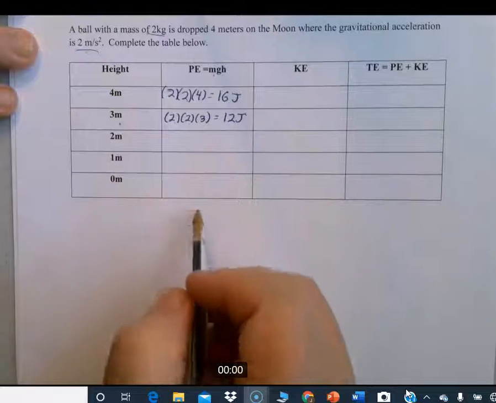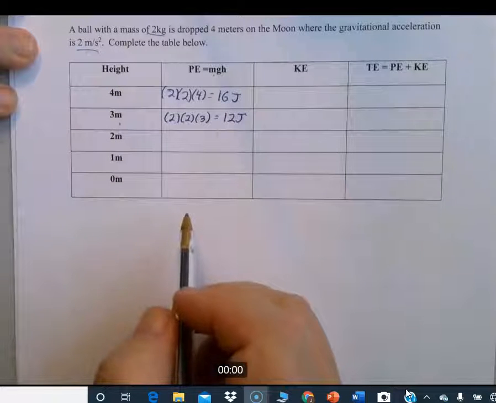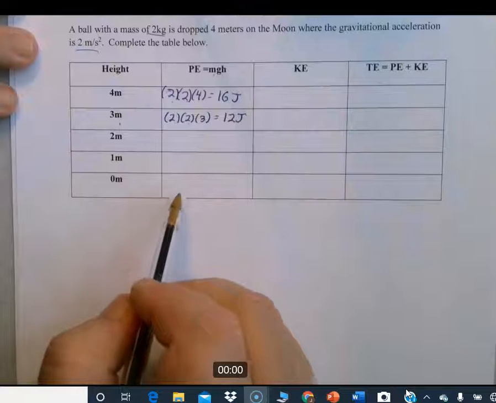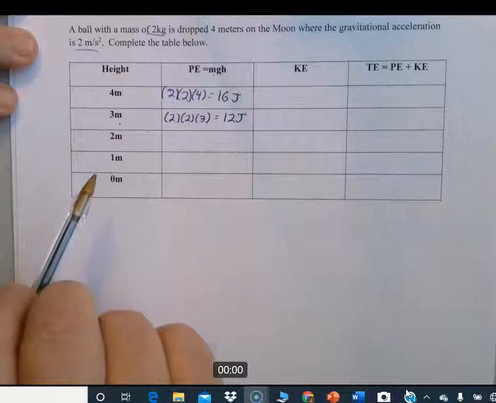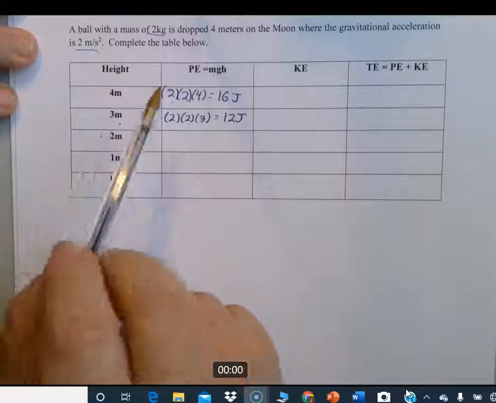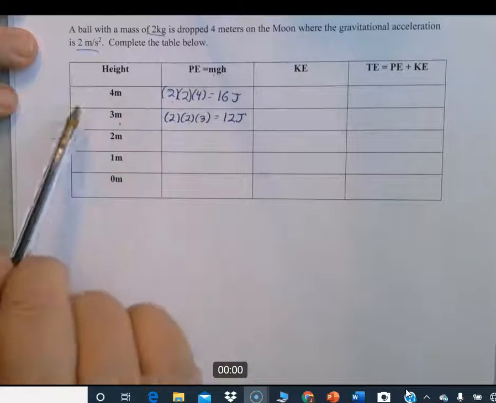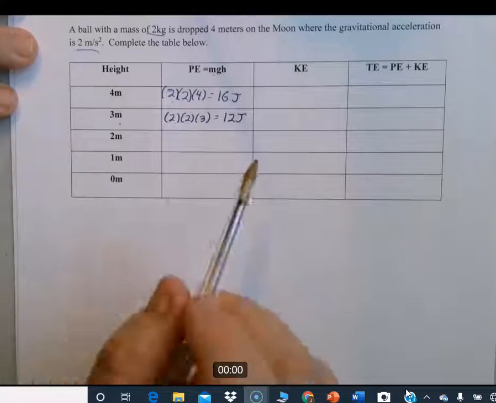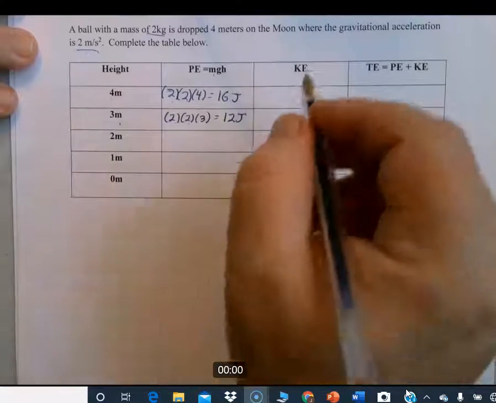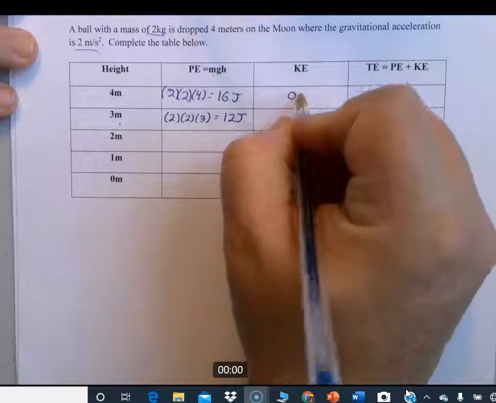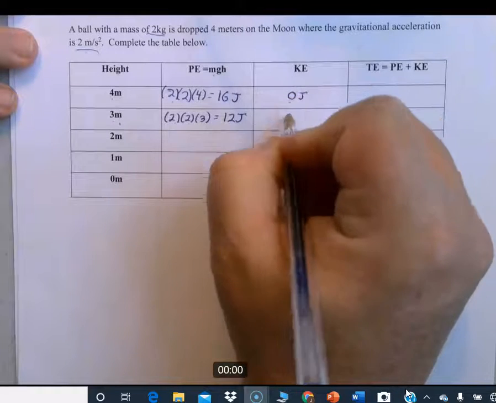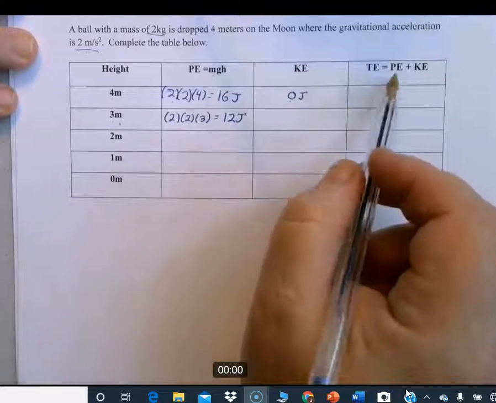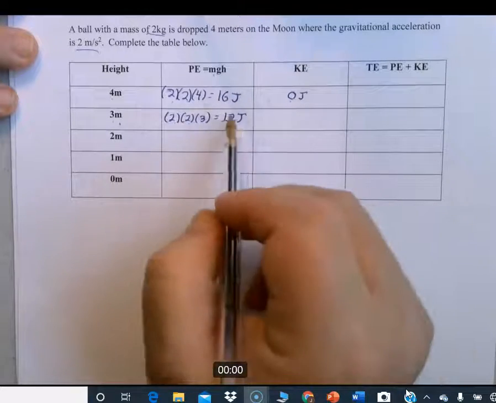All right, I'm going to leave it for you to solve the rest of them exactly that same way. Again, the 2 and the 2 are going to stay the same all the way down. The only thing that's going to change is the height. Now the kinetic energy. While you're holding the ball, it has no kinetic energy because it's not moving. Kinetic energy is the energy of motion. So without even doing a calculation, you can simply write 0 joules. Okay? 0 joules.